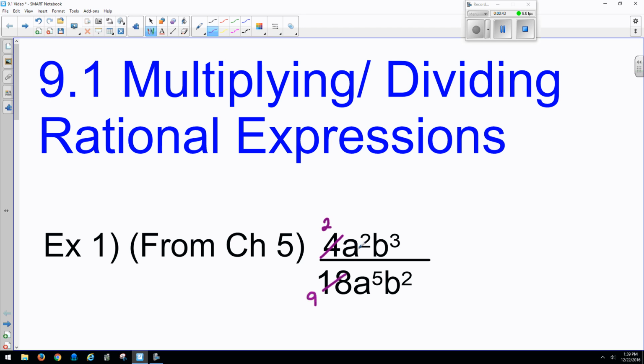Now I'm going to look at the a's, and we did this earlier in chapter 5, but just to remind you, I'm going to take out 2 of the a's here and 2 of the a's here. That leaves me with a cubed in the denominator. And over here, taking away 2 of these b's and 2 of these b's, that leaves me b in the numerator. So when all is said and done, I have 2b, or not 2b. That's the question. And then in the denominator, I have 9a cubed.